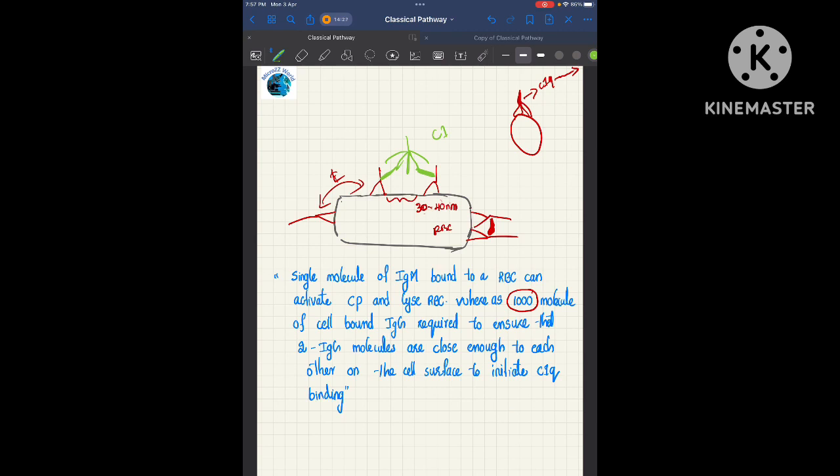This is the reason why a minimum of 1000 molecules of IgG must bind to the surface of an antigen. There is a chance that very few antibodies will be placed at a distance between 30 to 40 nanometer, that can facilitate the binding of the C1q macromolecule, C1 macromolecule, and lead to the activation of complement.